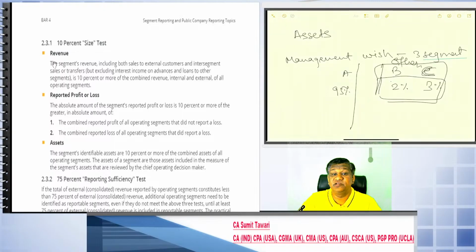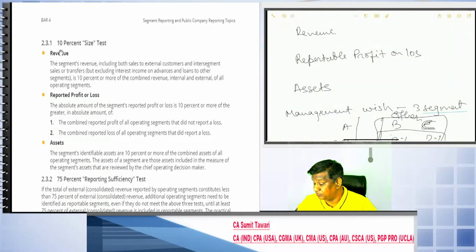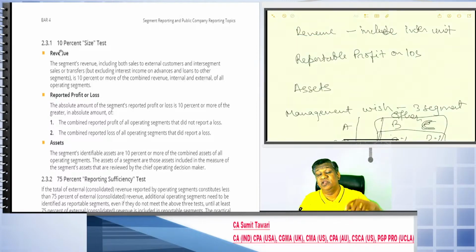For the 10% test, we need to evaluate revenue, and the revenue includes intercompany and inter-unit revenue. It is not only the financial revenue; whatever the total revenue including inter-unit is, that we need to consider. The segment revenue includes both sales to external customers and inter-segment sales or transfers, but excludes interest income on advances and loans to other segments. So 10% or more of the combined revenue, internal and external, of all operating segments.